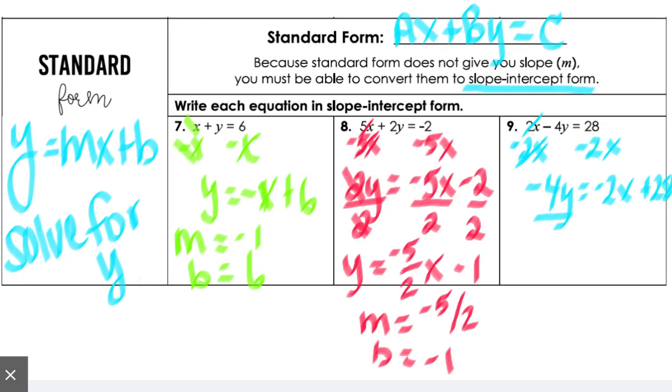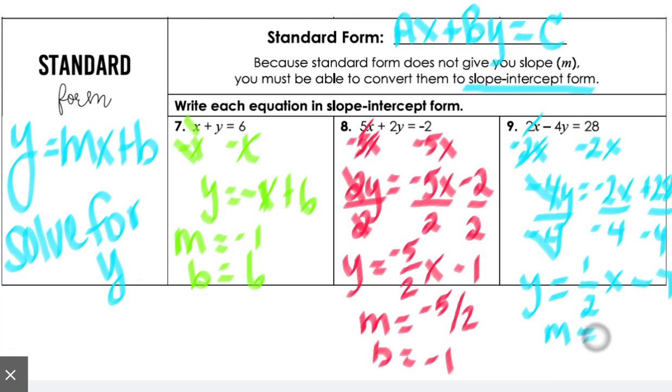Now I'm going to divide everything by negative 4. So look, this cancels. Now we have to simplify this right here because we have negative 2 over negative 4. So I'm going to simplify that to positive 1/2. And then if I do positive 28 divided by negative 4, I get negative 7. So my slope here is 1/2, and my y-intercept is negative 7.